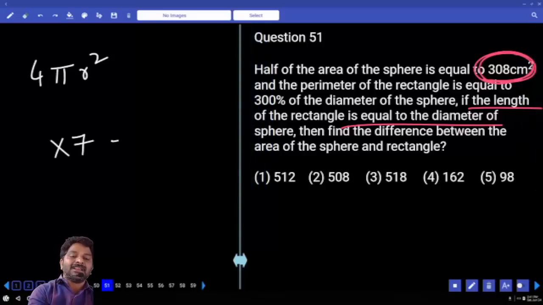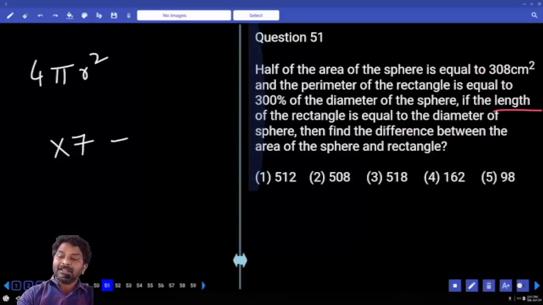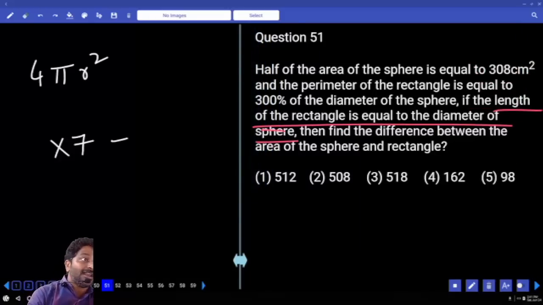And we were asked to calculate the difference between the sphere area and the rectangle area. Right? In the underlined statement, the length of the rectangle is equal to the diameter of the sphere. The radius of the sphere is a multiple of 7. Then the diameter is a multiple of 7. Then the length is a multiple of 7. Then the area of the rectangle is also a multiple of 7. So the answer must be a multiple of 7.